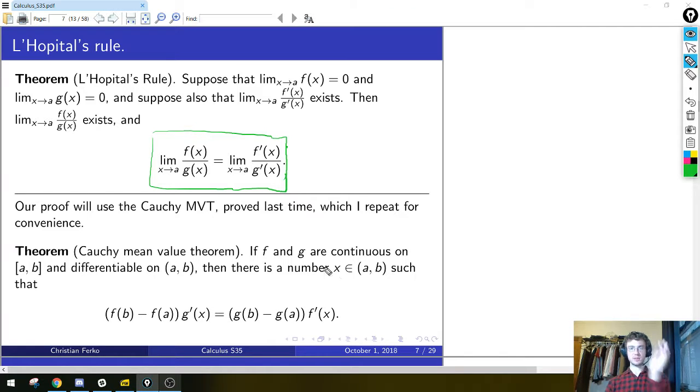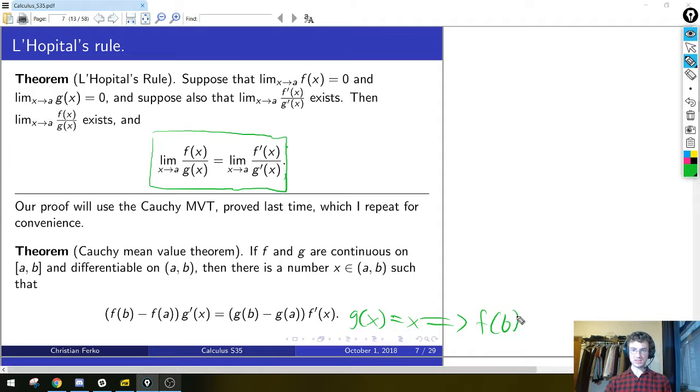So the Cauchy mean value theorem tells us this thing about two functions f and g. If they're continuous on a closed interval and differentiable on the associated open interval, then there must be some number x on that interval where this equation is true. So f of b minus f of a, quantity times g prime, equals g of b minus g of a, quantity times f prime. The reason we call this a mean value theorem is that if you choose g of x equals x, then this thing reduces to the usual mean value theorem because g prime is 1.